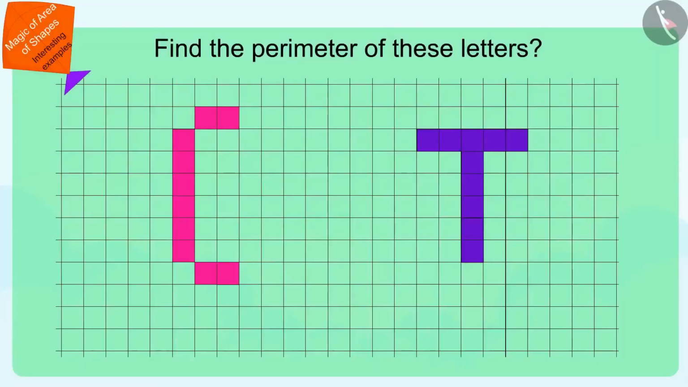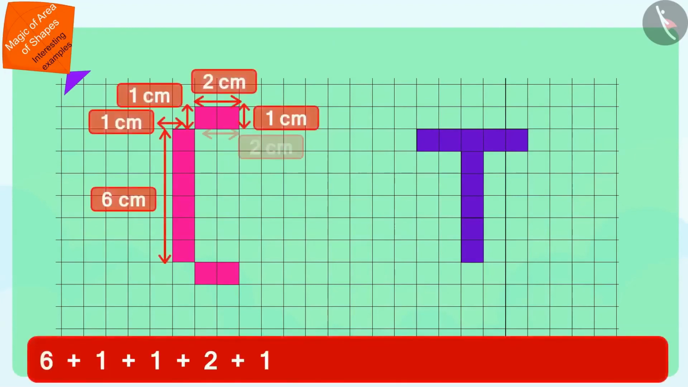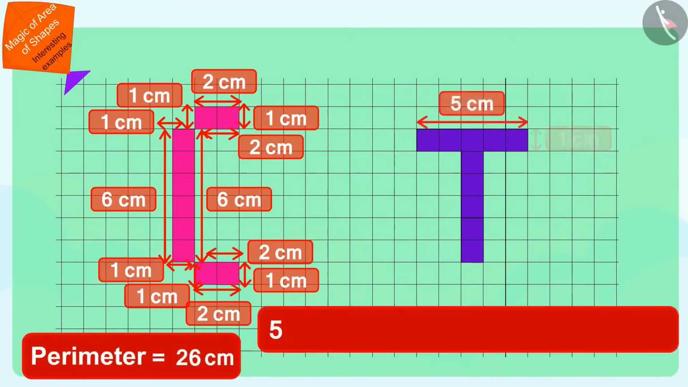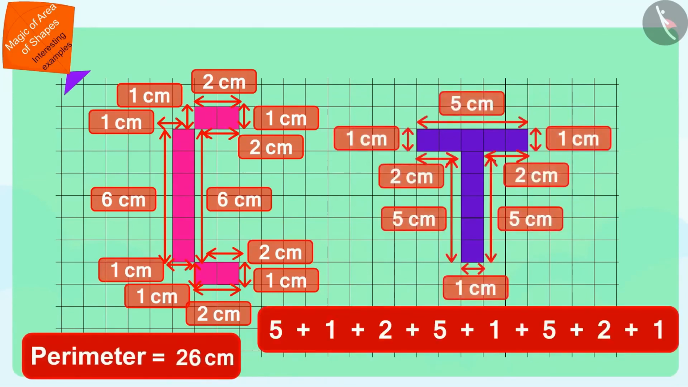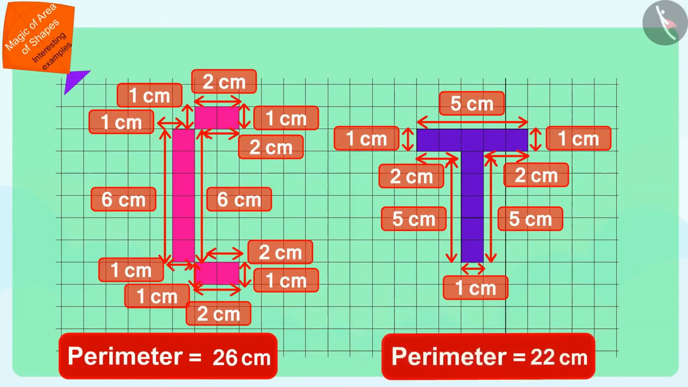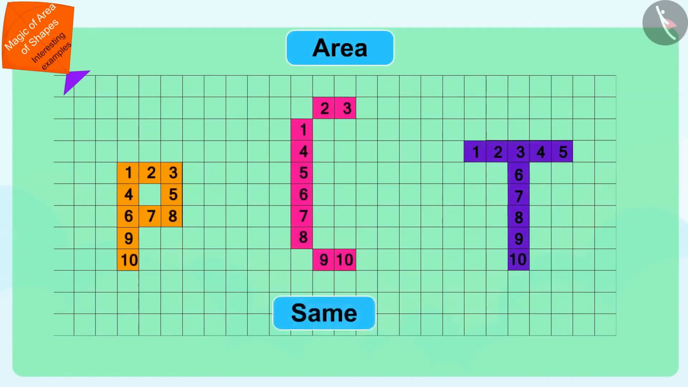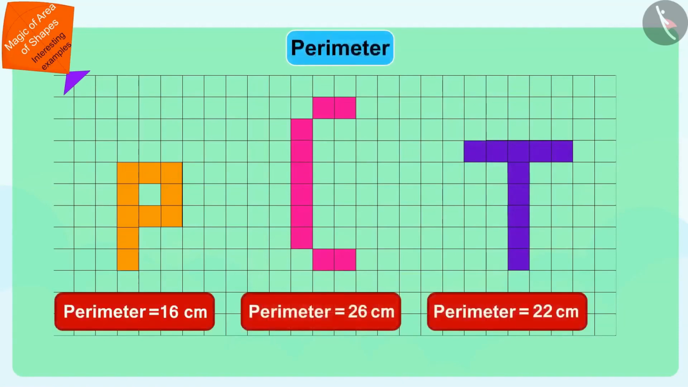Children, can you now find the perimeter of the letters of Chanda and Tufan? Yes, the perimeter of the letter C of Chanda is 26 centimeters and the perimeter of the letter T of Tufan is 22 centimeters. Children, you have seen how the areas of the letters of Pinky, Chanda and Tufan are the same. However, their perimeters are different. It is quite possible that shapes having the same area may vary in perimeter.